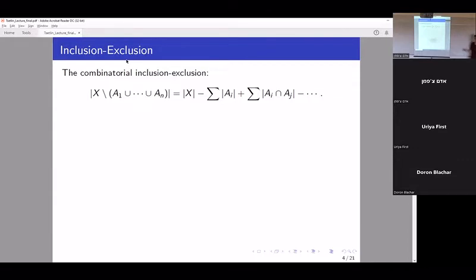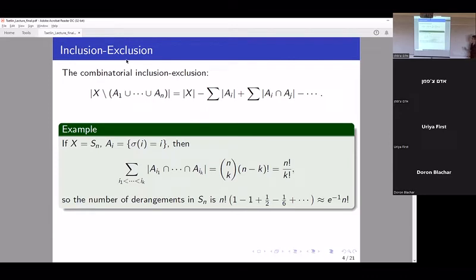Maybe the first non-trivial example that you see when we study the combinatorial inclusion exclusion is the number of derangements. A derangement is a permutation without any fixed point. How can we compute it? We can take X to be the symmetric group on n elements, and we take the set A_i to be all of the permutations where i is a fixed point. So the union is all of the permutations with some fixed points, and we want to compute the complement of the union, the number of derangements.